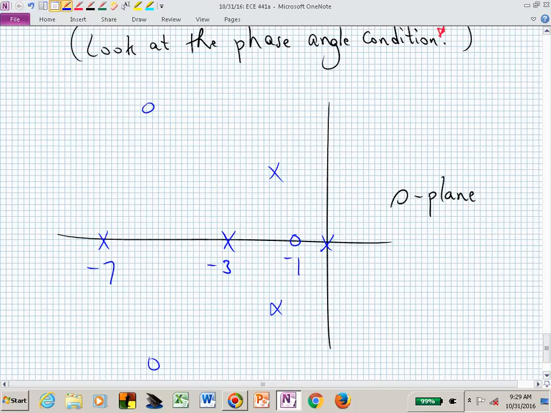And my French bread is only on the real axis. I could care less about what's happening off the real axis, because those angles contributed by complex conjugate poles and zeros cancel each other out on the real line. So we have 5 pieces of French bread, or 5 real axis segments. Do I have a root locus branch from the origin to plus infinity?